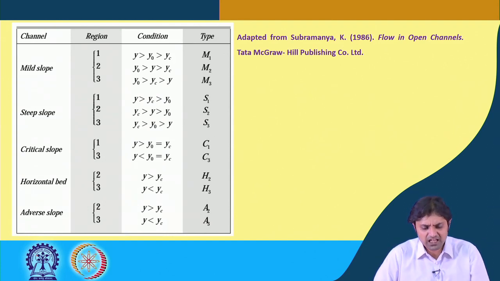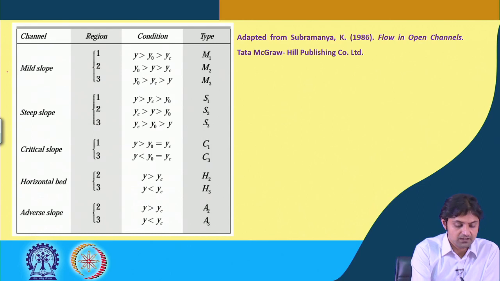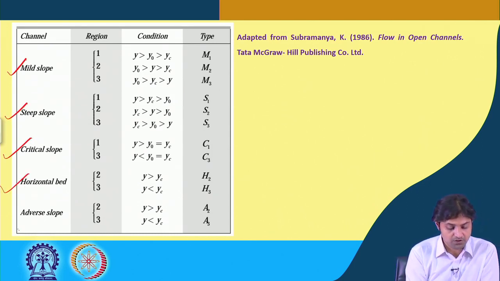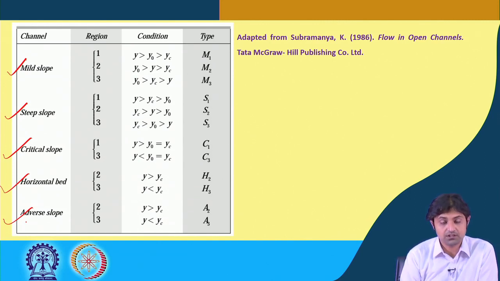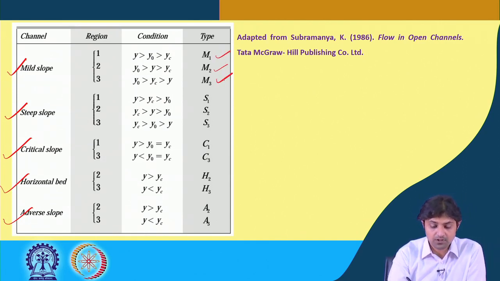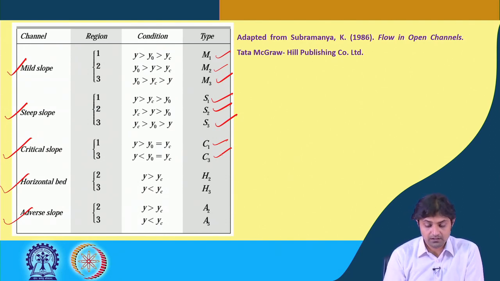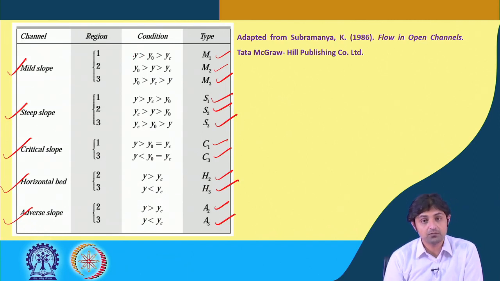As we have already seen, there are the mild slope, steep slope, critical slope, horizontal bed and adverse slope. Depending upon the three regions, there could be three different types of profiles. Region 1 is called M1, region 2 is M2, region 3 is M3, and the same for S1, S2, S3, then C1 and C3, H2 and H3, and for the adverse slope, A2 and A3. This is very clear, because if y is located above both the normal depth and the critical depth, it is M1, and if it is located in between, it is M2. So, just go region-wise.